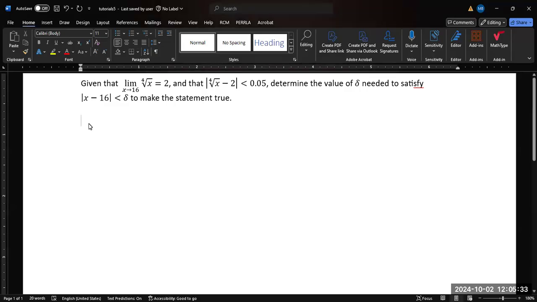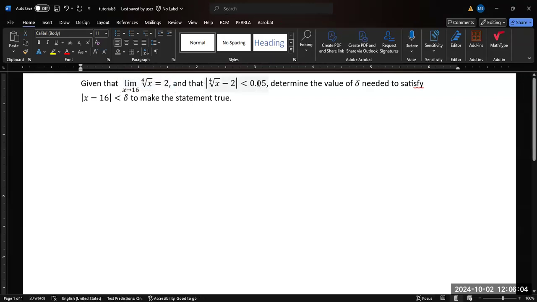All right, so in this video, we're going to be looking at a problem involving the definition of a limit. We've been given the value of epsilon, and we want to use that information to find the required value of delta. So to summarize exactly what's happening, we are given that this statement is true, that the fourth root of 16 is equal to 2. We know that to be the case, so the limit as x goes to 16 of this function is 2.